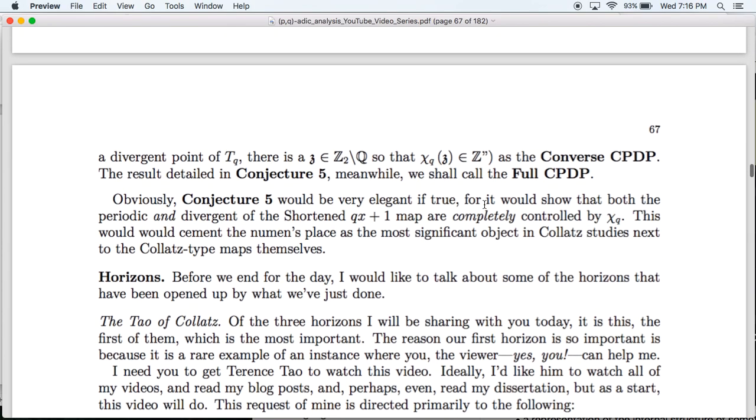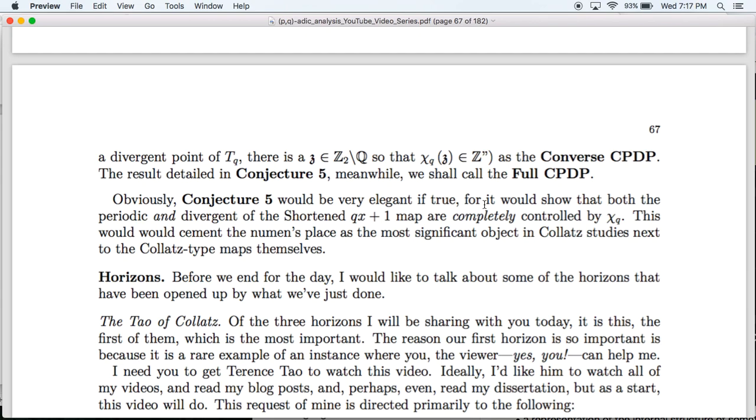Of the 3 horizons I will be sharing with you today, this first one is the most important. The reason this is the most important is because it is a rare example of a case where you, the viewer, yes, you, can help me. I need you to get Terence Tao to watch this video. Ideally, I'd like him to watch all of my videos and read my blog posts and perhaps even read my dissertation, but as a start, just having him watch this video would do.